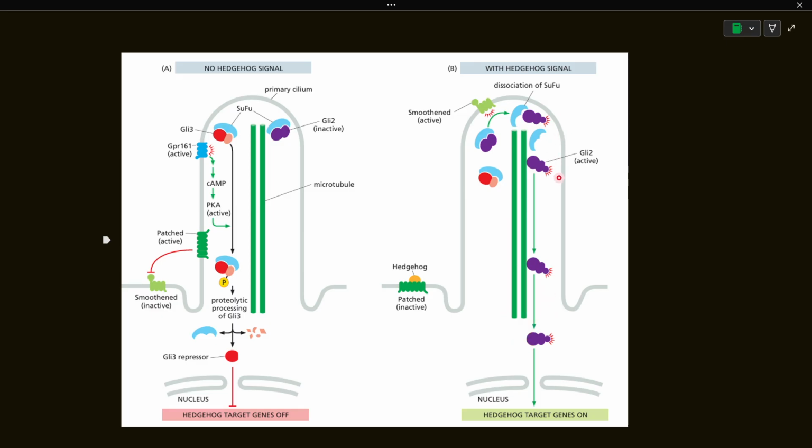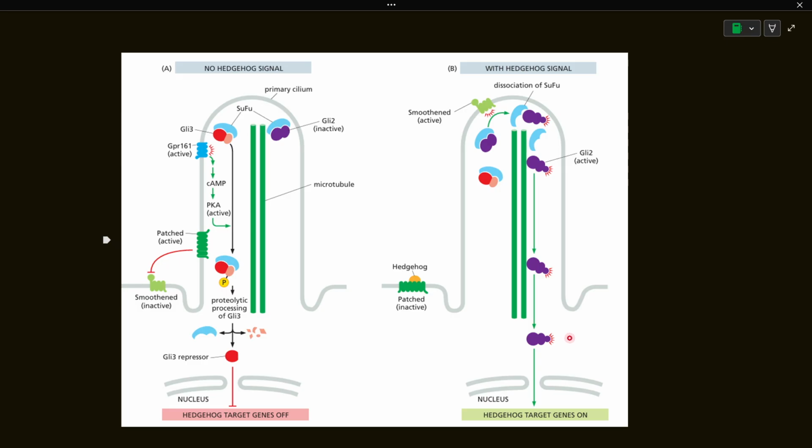So it will transport the GLI2 protein towards the intracellular side to the cytoplasm, and this activated GLI2 protein will migrate to the nucleus to work as an activator. So it is going to work as an activator and it is going to activate the Hedgehog signaling. So this is how the Hedgehog signaling pathway is mediated in the mammalian cell.